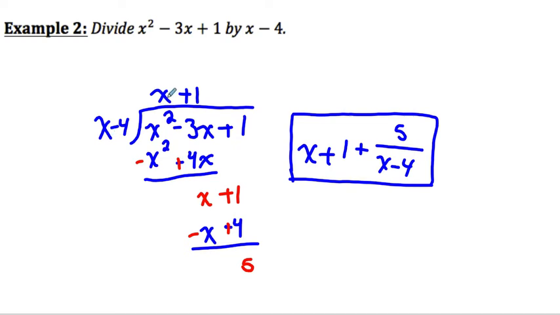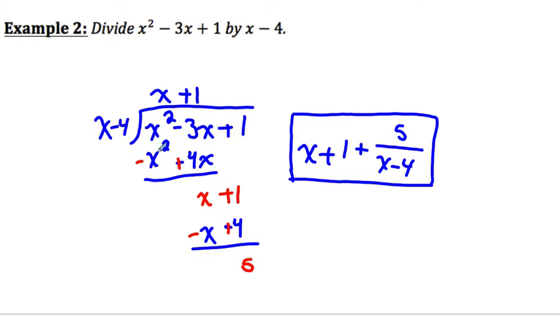So x times x gives me x squared. Distribute your x through. So x times x is x squared. X times negative 4 is negative 4x. Draw your line, flip your signs. So negative x squared, then I changed that to a positive 4x. I changed up the colors there, so hopefully you can follow with what's happening.